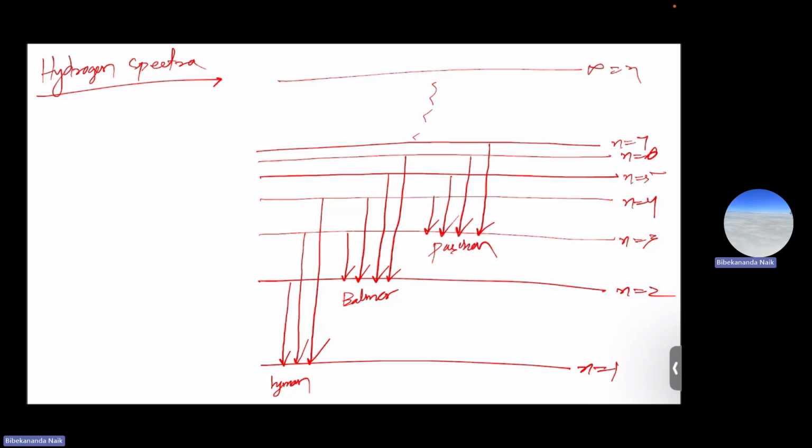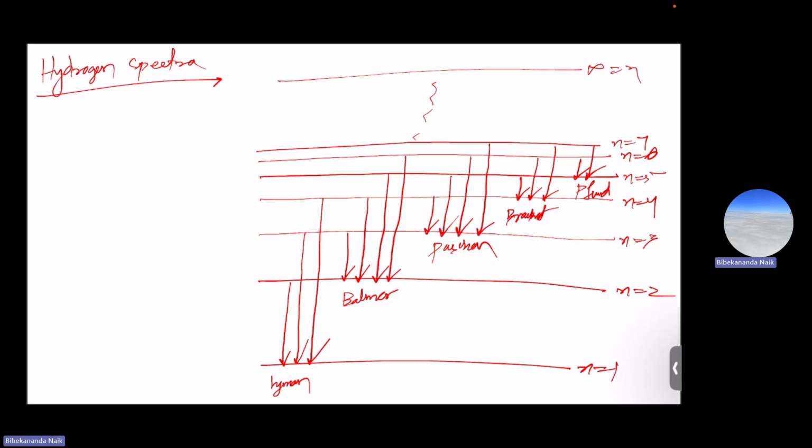Then for n equals 3, Lyman, Balmer, Paschen. Then for n equals 4, it is Brackett. For n equals 5, it is Pfund. So when the transition occurs from higher orbits to n equals 1, this is Lyman series. Then for n equals 2, Balmer. For n equals 3, Paschen. N equals 4, Brackett. N equals 5, Pfund.